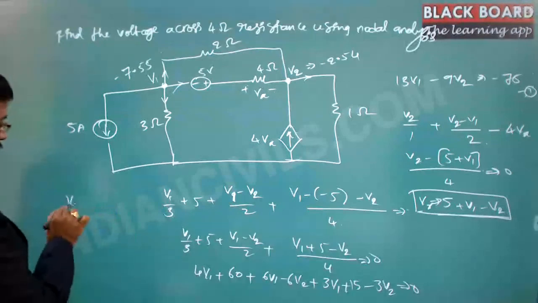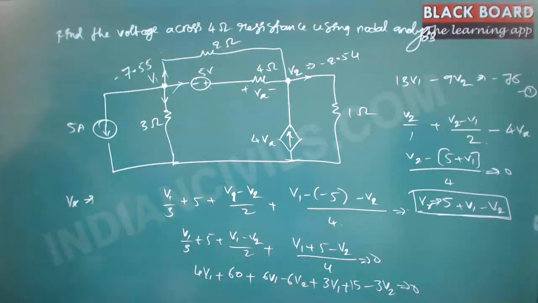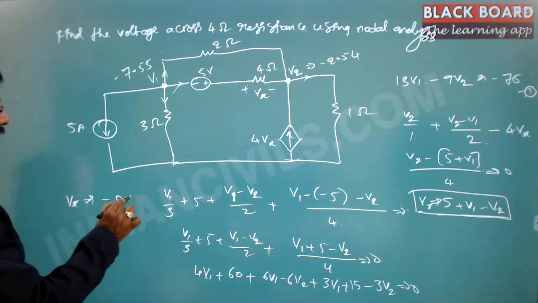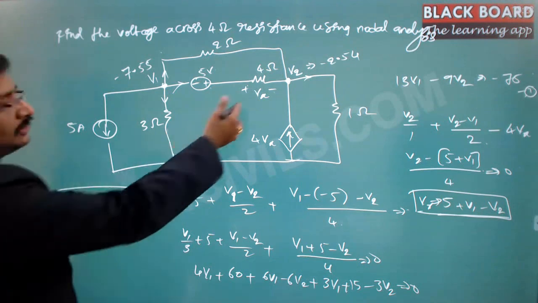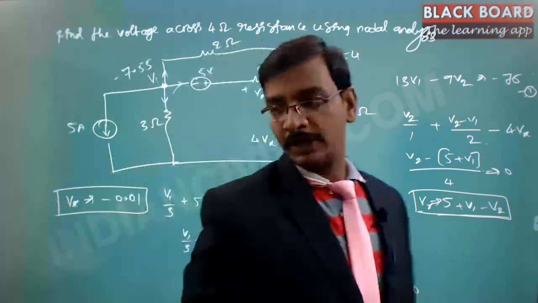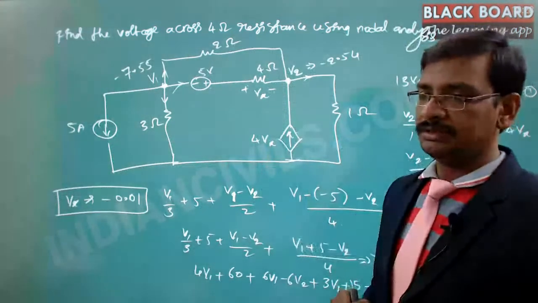And the Vx value is minus 0.01. So this is the value of Vx. This value is what he asked us to find out, that is the voltage drop across this particular resistance. Got it?